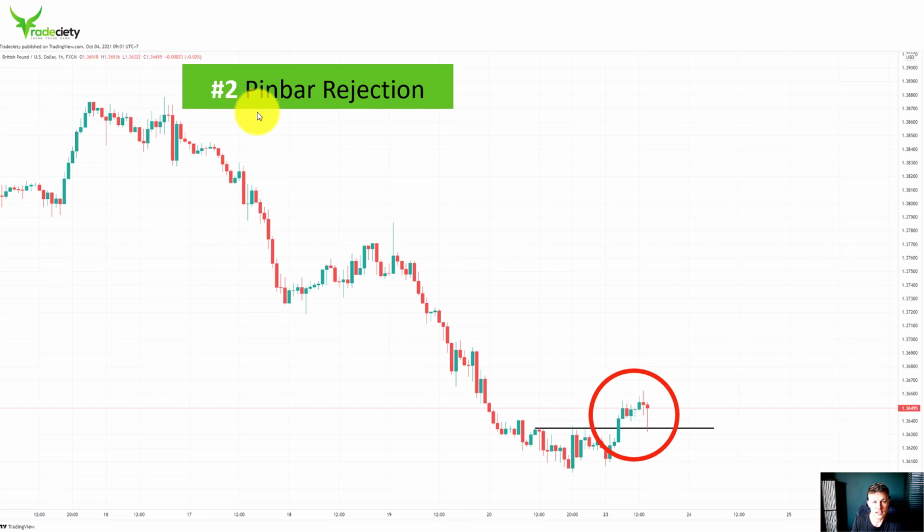Second retest candle is a pin bar rejection. So the market is again in a downtrend. You can see a very long downtrend. And then once the market breaks the structure, breaks the previous resistance, coming back into it, turning into support. Let's look and see how this looks on the lower time frames.